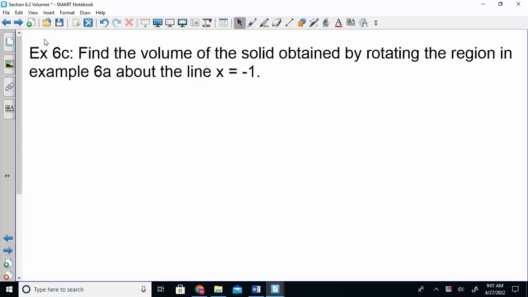X equals, bless you, what kind of line is that? Vertical. Y equals is horizontal, x equals is vertical. So we have to start with a picture.